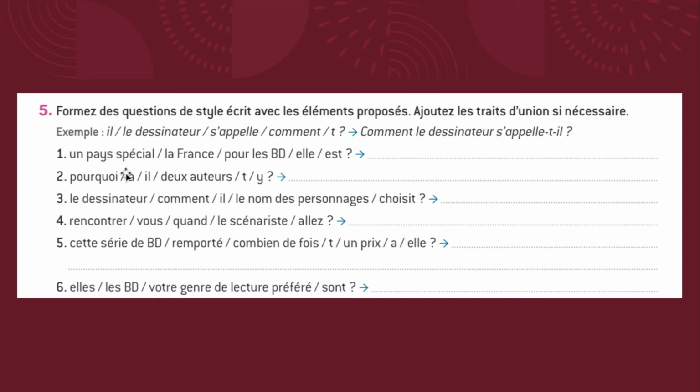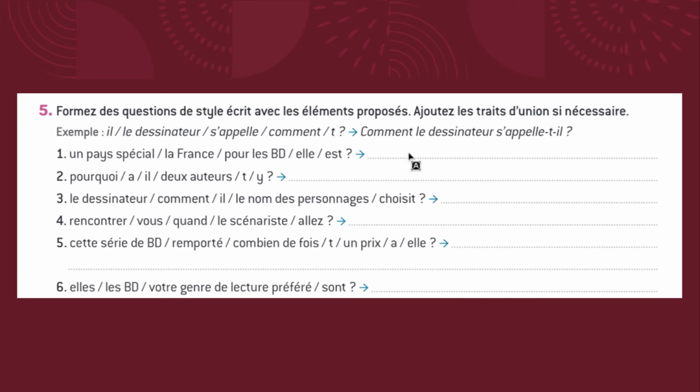So let's go with the first one. Un pays spécial, la France pour les BD est-elle? And what I like about it, it doesn't give you a capital so that you know what goes first, okay? So it seems like for that one, we have pronom and then we have the subject. So I'm going to go, and I don't have any mot interrogatif. I'm going to go with the last one that we've seen.